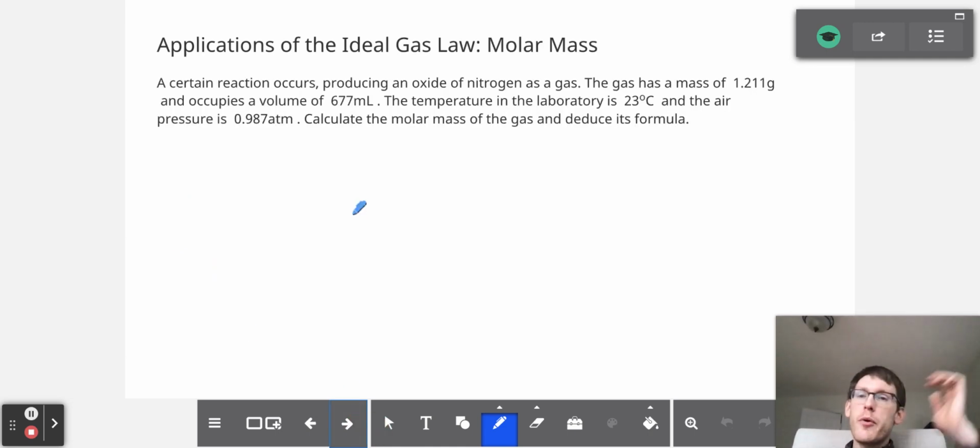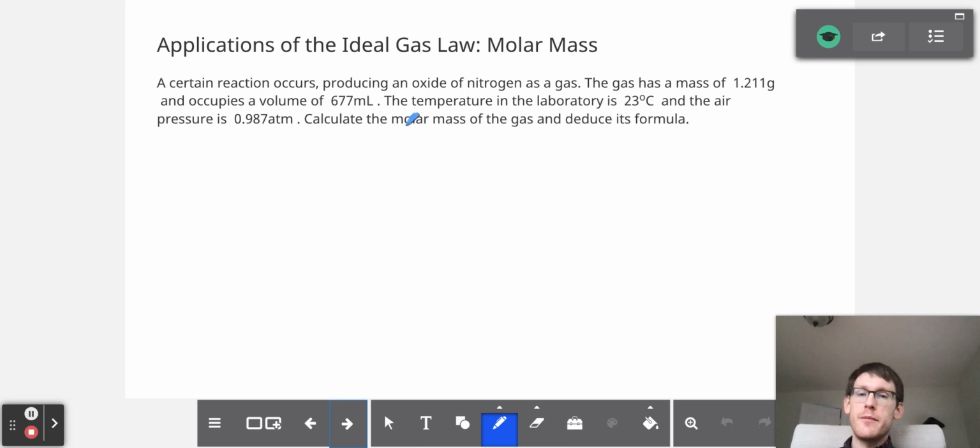So let's solve a problem. We know that there's a nitrogen oxide of some sort. If it's NO, N2O, N2O3, NO2, et cetera, we're going to figure that one out. We have a sample of that gas that weighs 1.211 grams and occupies 677 milliliters. We do know that the temperature in the lab is 23 degrees Celsius, and the air pressure is 0.987 atmospheres.